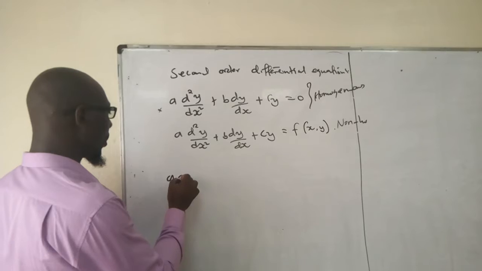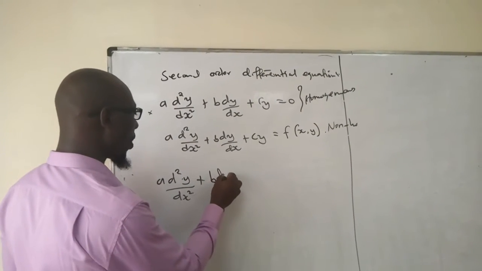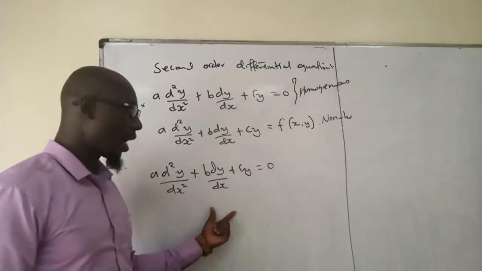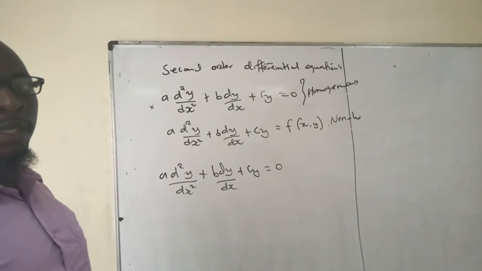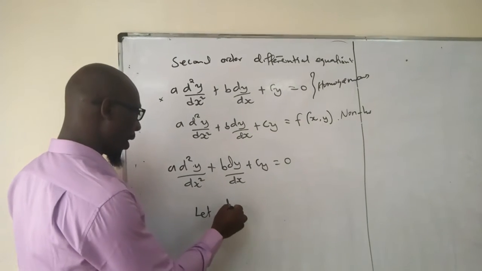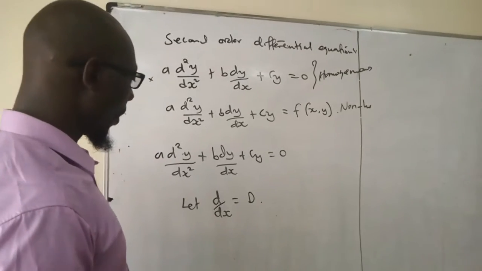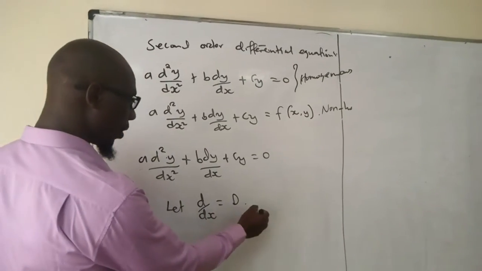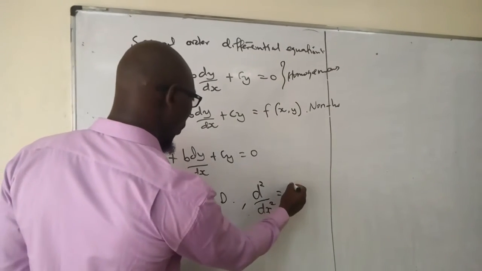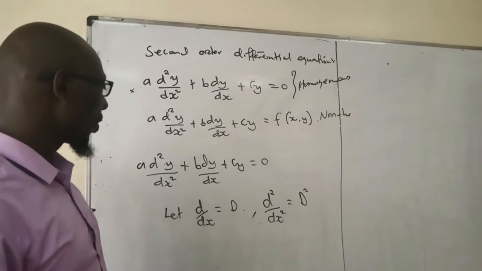That is a d squared y over dx squared plus b dy over dx plus cy is equal to 0. This is a differential equation. So we can let dy over dx be equal to D. So if we replace, if this one is equal to this one, then it therefore means that d squared y over dx squared shall be equal to D squared. So let's replace dy over dx and d squared y over dx squared in this equation using D.